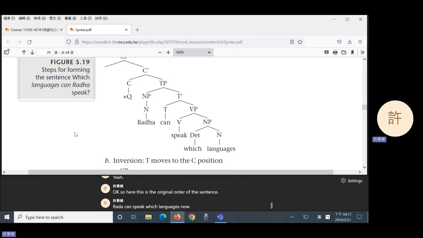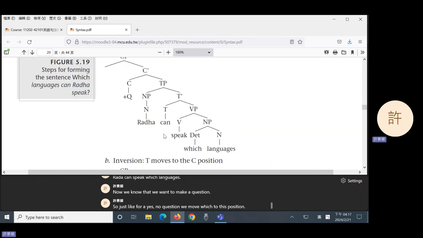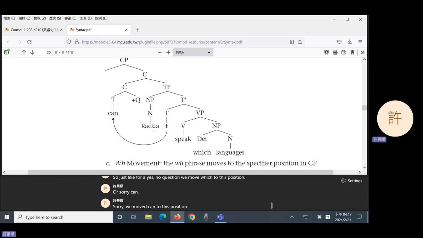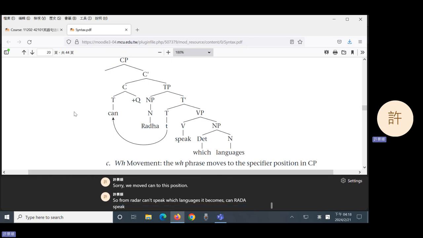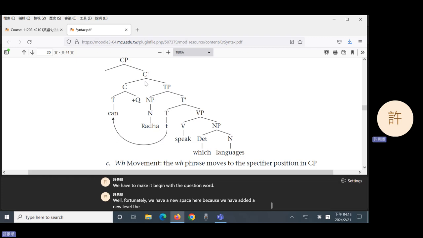Now, we know that we want to make a question. So just like for a yes, no question, we move can to this position. So from Radha can speak which languages, it becomes can Radha speak which languages? But it still doesn't make sense, right? We have to make it begin with the question word. Well, fortunately, we have a new space here because we have added a new level, the C bar level.